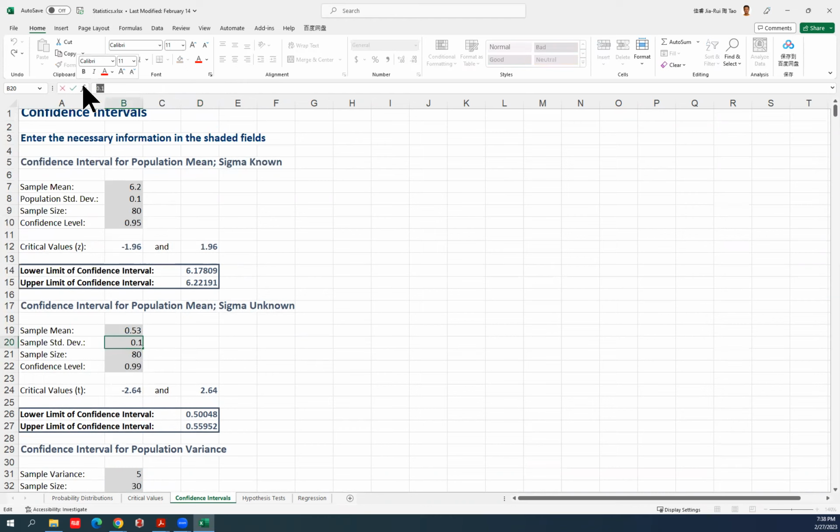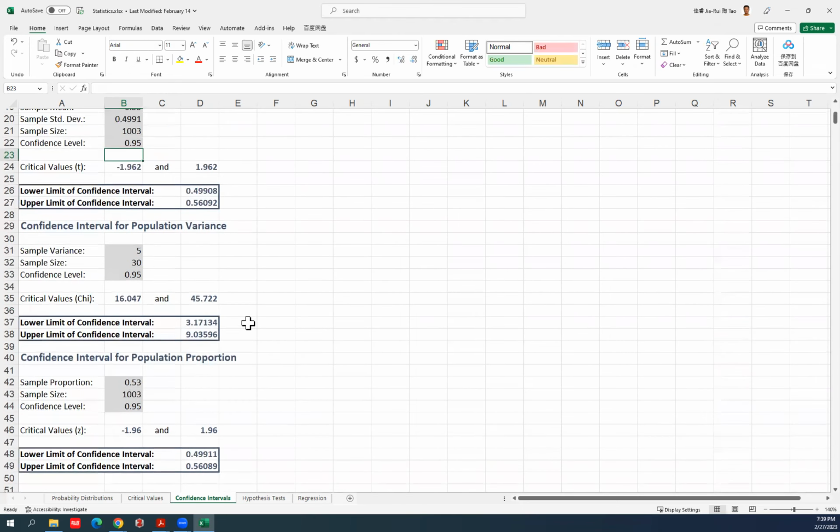We calculate this as 0.53 times 1 minus 0.53. And let me think whether I need to take a square root of it. Yes, I do need to take a square root of it. Because what I calculated just now was the variance. So if I take the square root of it, it'll be the sample standard deviation. And we switch the sample size to be 1003. And we set the confidence level as 95%.